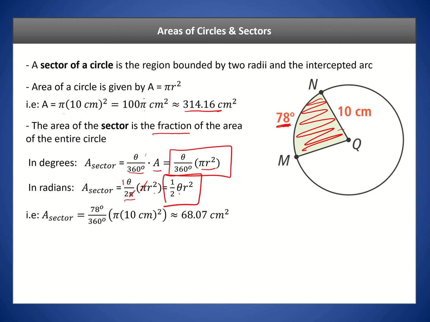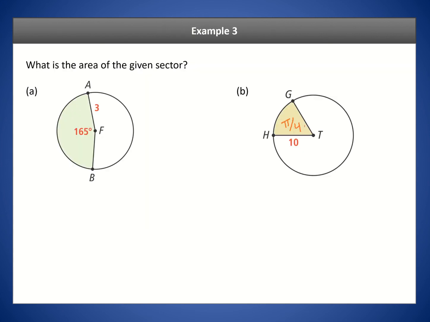All right, in this example, we have it in degrees, so let's use the degree formula. 78 degrees out of a total of 360 degrees times pi times 10 squared. That turns out to be about 68.07 centimeters squared, which, as we said, is a fraction of the full circle. It's actually smaller than that, which makes sense. All right, let's look at the area of the given sectors. The sector that is shaded here, we know that the central angle is 165 degrees, which means that this arc measure is also 165. We know the radius is 3, so let's go ahead and calculate the area.